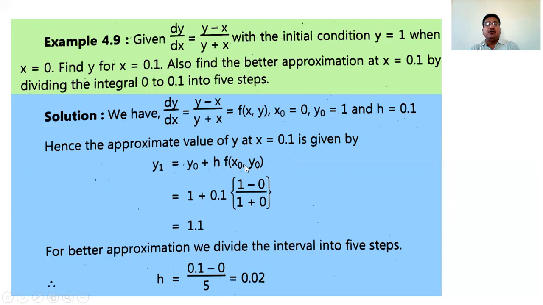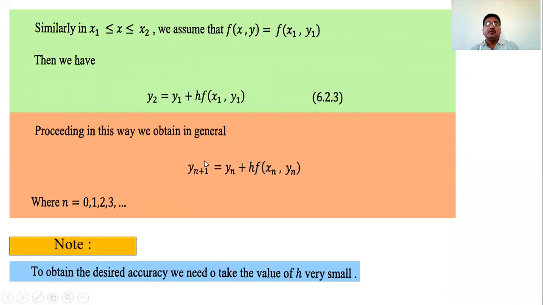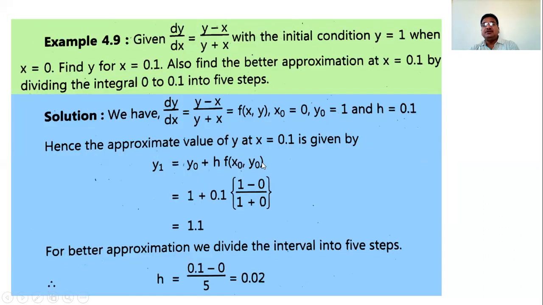This is the value of y1 by using the general formula, that is, substituting n equal to 0, we get y1. So y0 is 1, and what is the value of y at 0.1? y1 is equal to y naught plus h f of x naught y naught, Euler's formula. Then what is y naught? y naught is 1. What is h? h is 0.1.